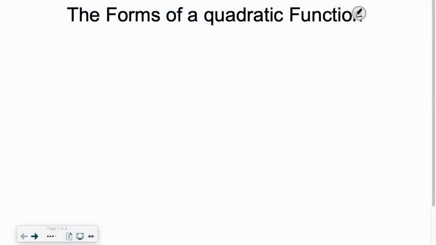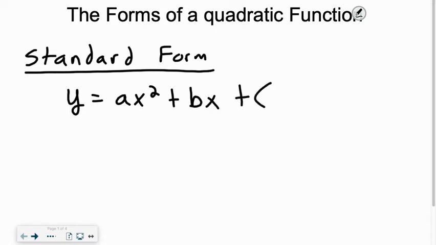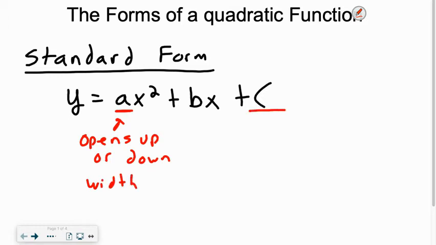The forms of a quadratic function. First, we have standard form. Y equals ax squared plus bx plus c. A tells you a couple things. It tells you whether it opens up or down, and it tells you a little bit about the width of the parabola. And then c is your y-intercept.